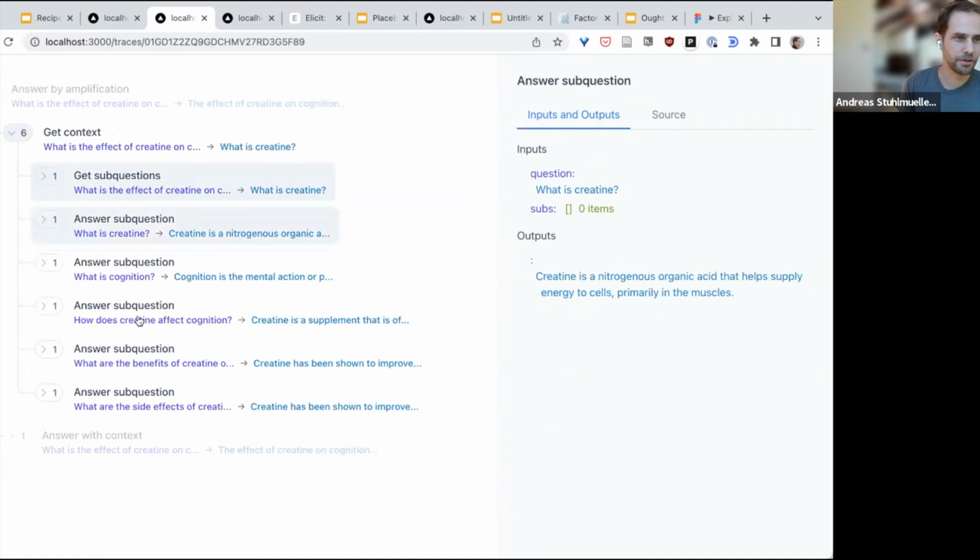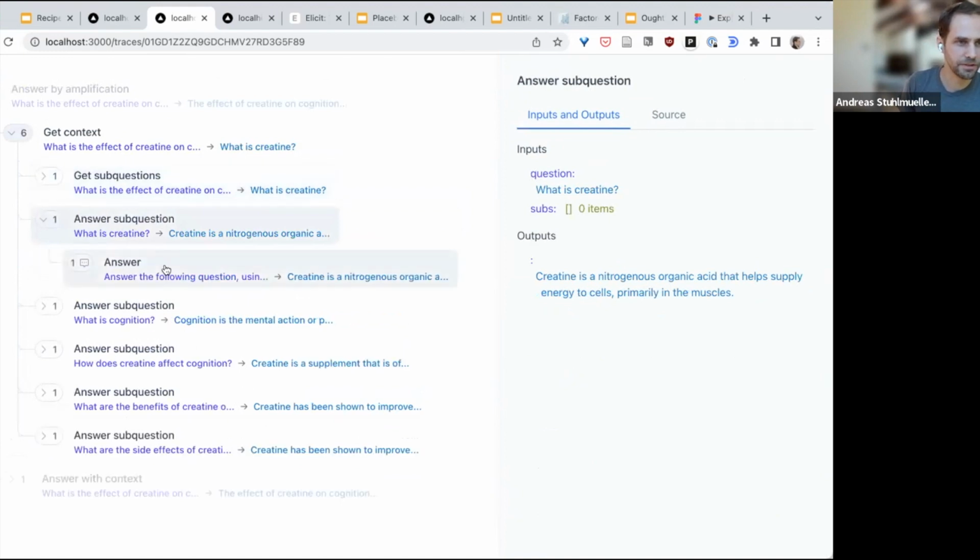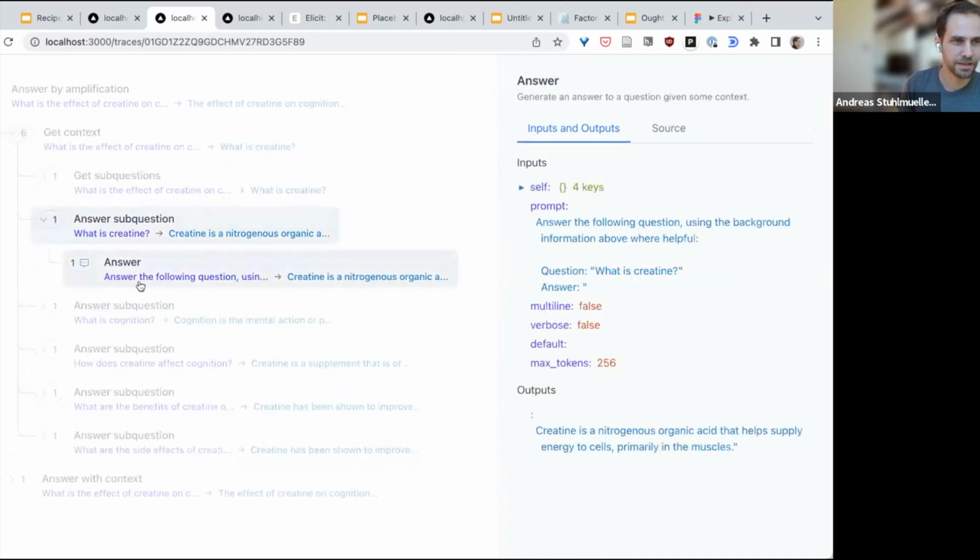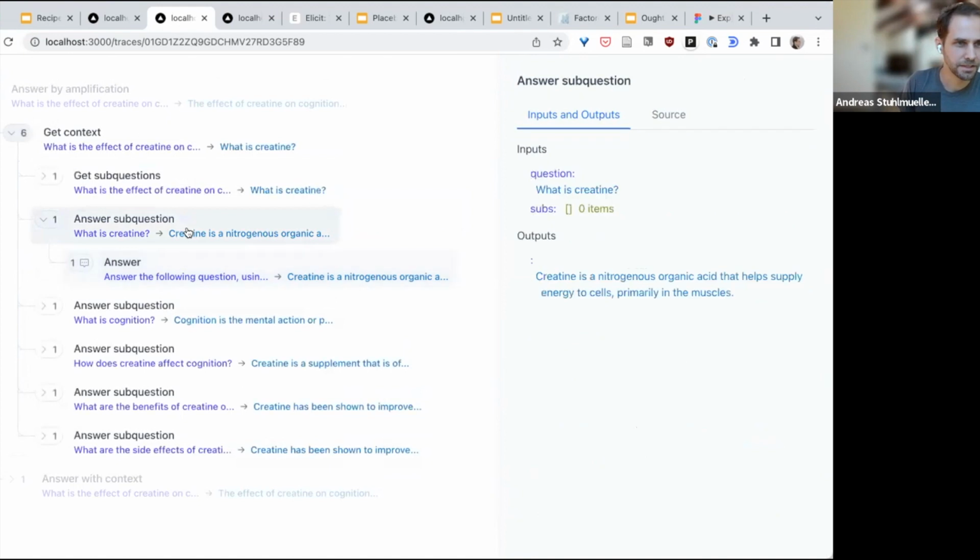And likewise for the answering. For each of the answering nodes, I can zoom in and look at what the model actually got, the prompt and the response. So here, what the model got is, what is creatine? And the answer here is a nitrogenous organic acid that helps supply energy to cells, primarily muscles.